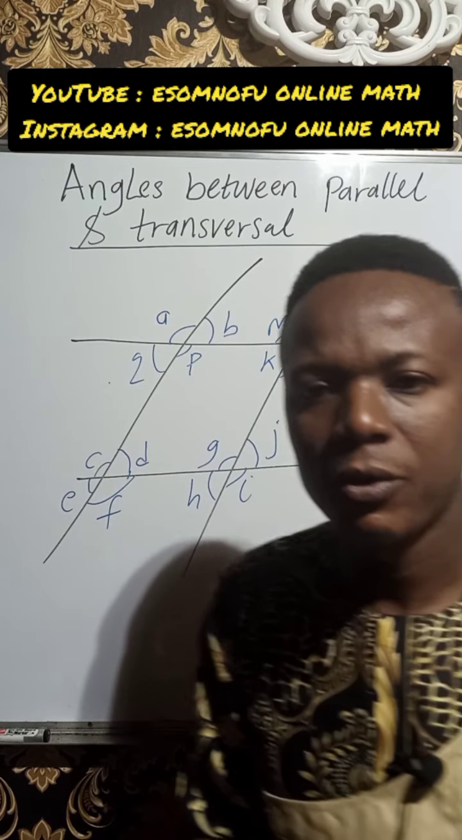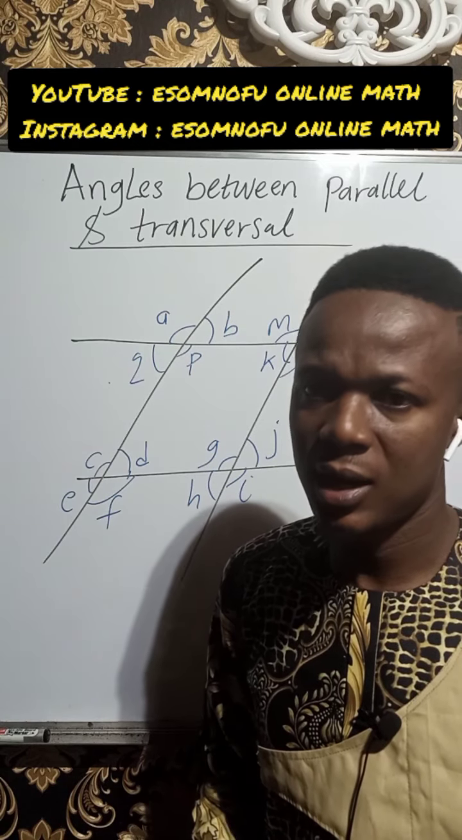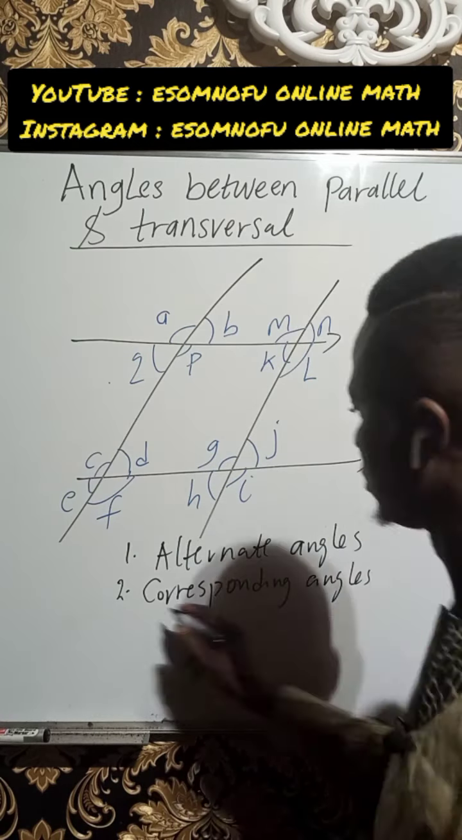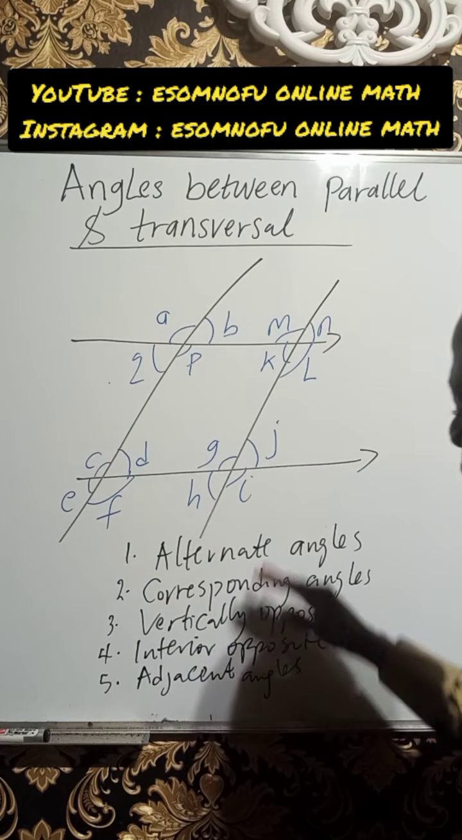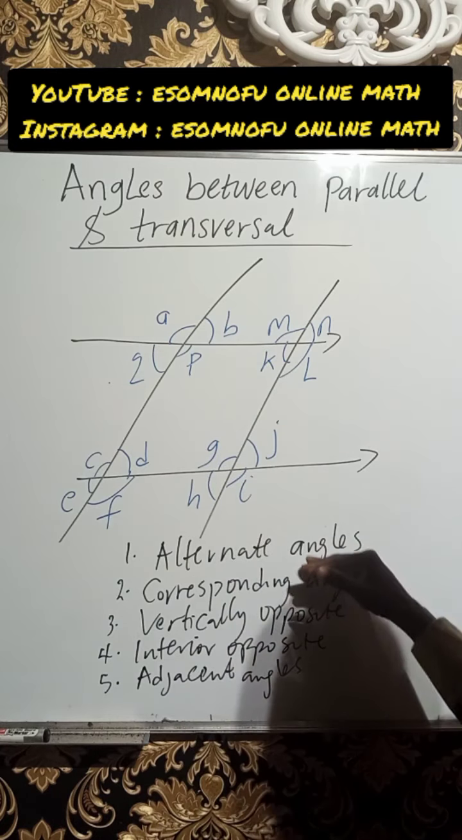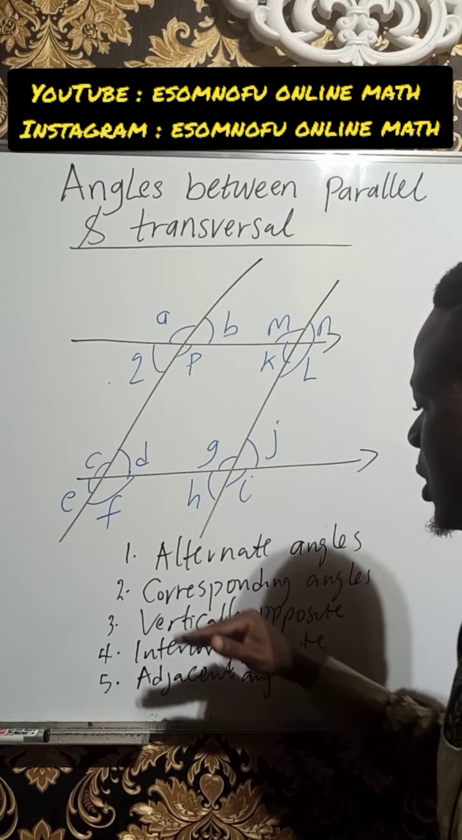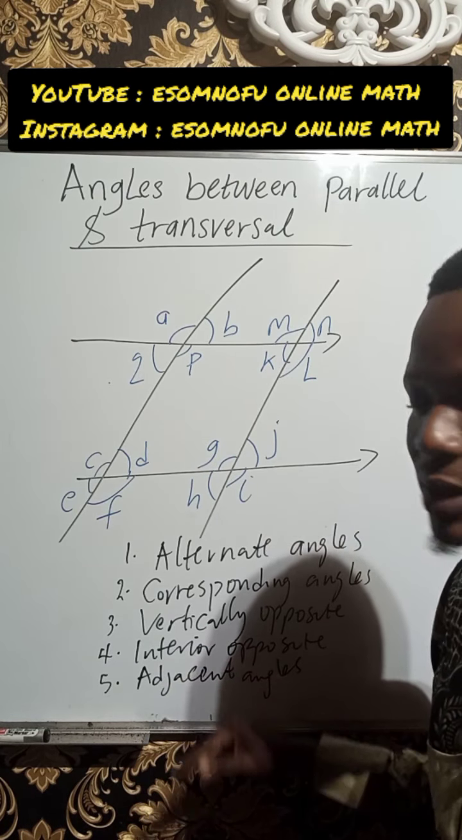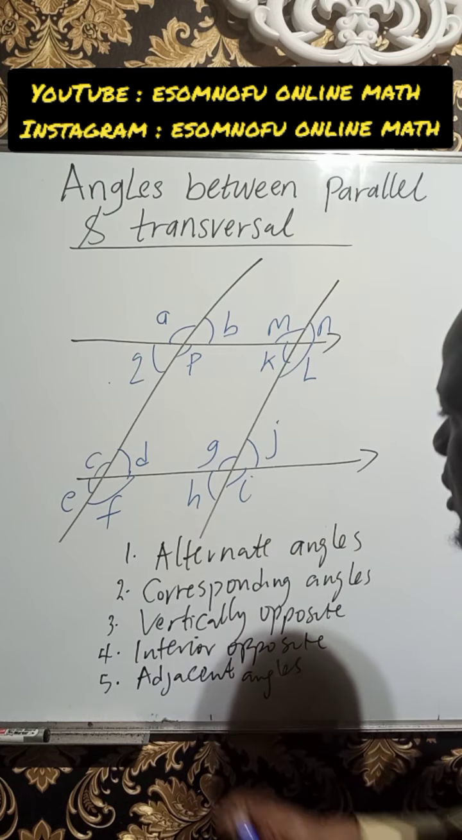All these angles formed between parallel and transversal lines have various names. So these are the kinds of angles that are formed between parallel and transversal lines. You can have the alternate angles, the corresponding angles, vertically opposite angles, interior opposite angles, and adjacent angles. Okay, so let's take them one after the other. Let's begin with the alternate angles.